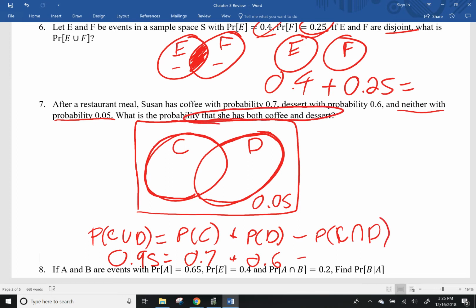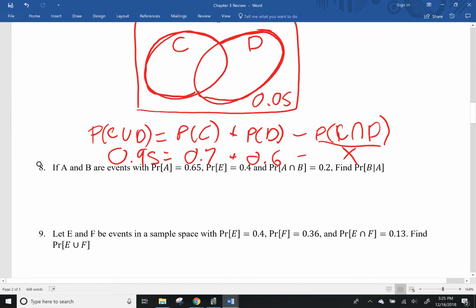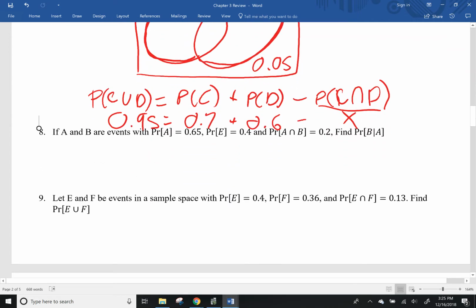So we're trying to find the intersection here. We're trying to find what's the probability of coffee and dessert. So we simply solve that equation and we get our answer. 0.95 equals 0.7 plus 0.6 minus x. I believe it's 0.35, but I don't remember. I think it's 0.35. But I'll let you guys work it out. But anyway, I hope I was making a little bit of sense when I explained the 0.95 part. That's the key to that problem.